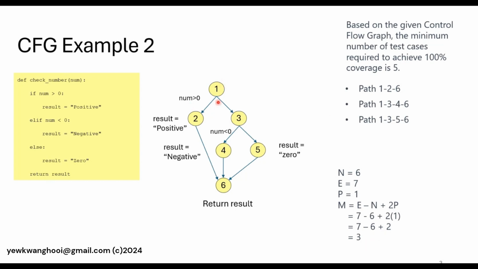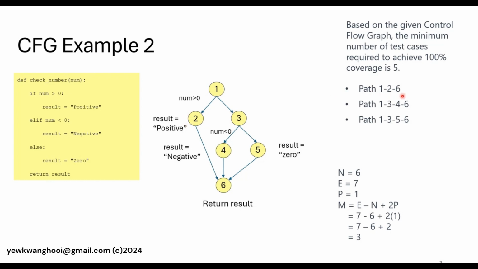And then there'll be 3 paths. Visually you can inspect 1, 2, 6; 1, 3, 4, 6; 1, 3, 5, 6. Then you can prepare the input and determine the expected output. So path 1, 2, 6: what is the expected output? The expected output is positive, right? And in order to get positive, num must be greater than 0, right? So I put 5, 7, 8, whatever. Let's say I put 5.